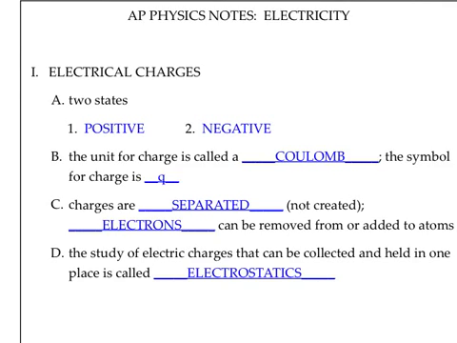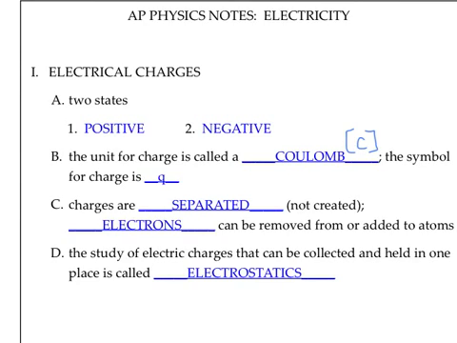So let's get started. Electrical charges have two states, positive and negative. You're probably familiar with those. Well, in physics, the unit for charge is a coulomb, and we're going to abbreviate that with a capital C, so that'll be our unit. And then in the equations, the variable that we use to represent a charge is a lowercase q.